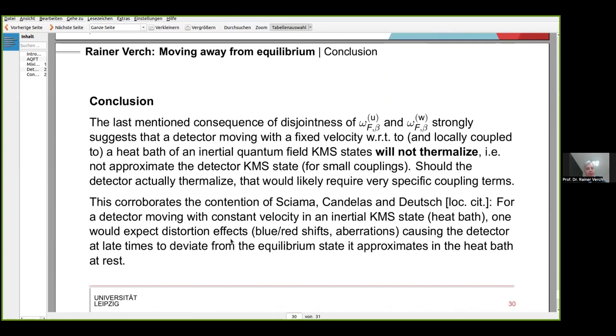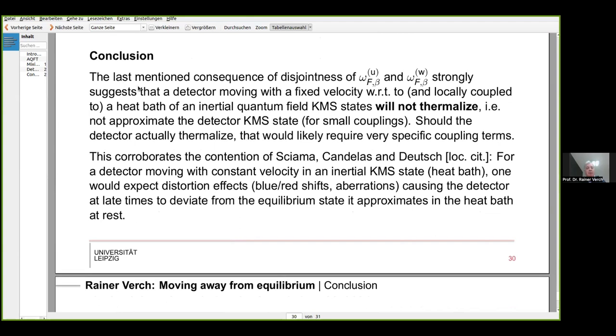So, conclusion. The last mentioned consequence, about the disjointness of the KMS states for the quantum field with respect to different inertial time directions, strongly suggests that a detector moving with a fixed velocity with respect to, and always locally coupled to, a heat bath of an inertial quantum field KMS state will not thermalize. So it will not approximate the detector KMS state for small couplings.